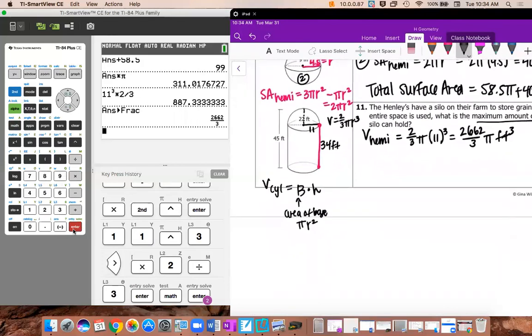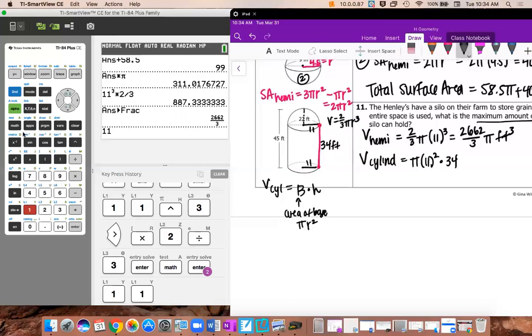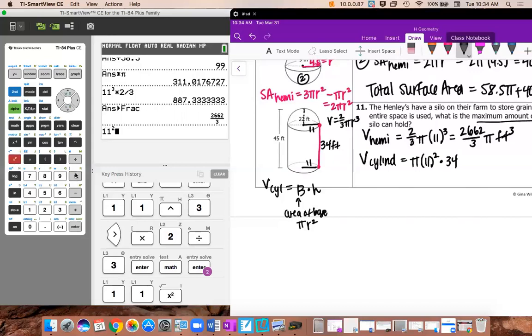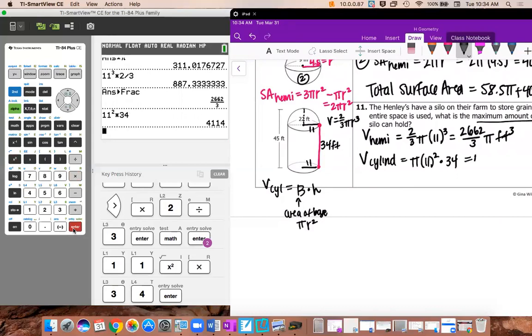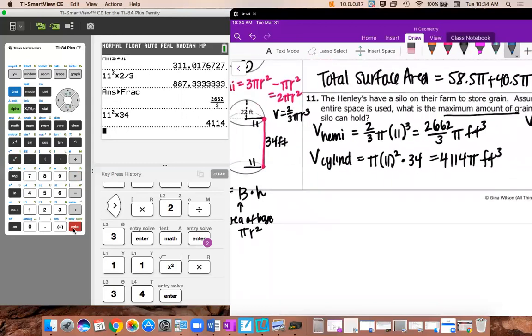And then we're going to find the volume of the cylinder, which is just area of the base, which is going to be pi. And then again, these circles are the same. So the radius down here on the bottom of my circle should also be 11. So pi radius squared times the height, and the height of my cylinder is just 34. So we're going to do 11 squared times 34. And then we'll get that this is 4,114 pi feet cubed.